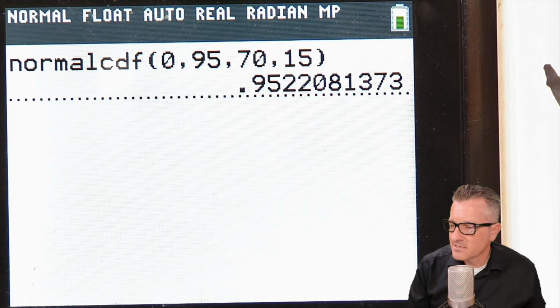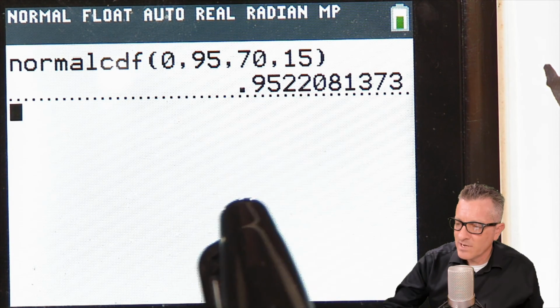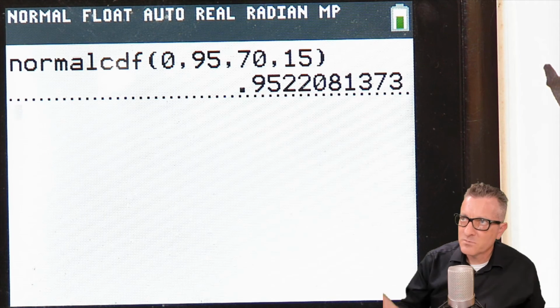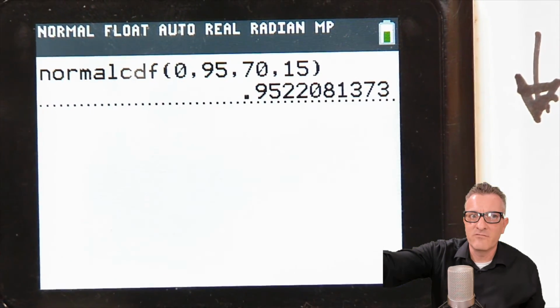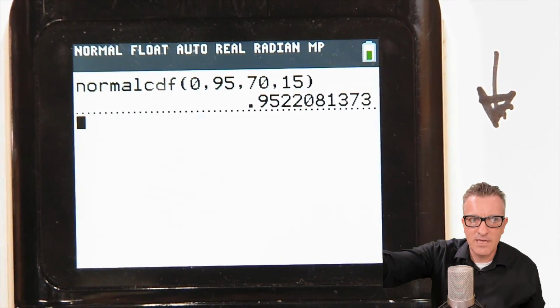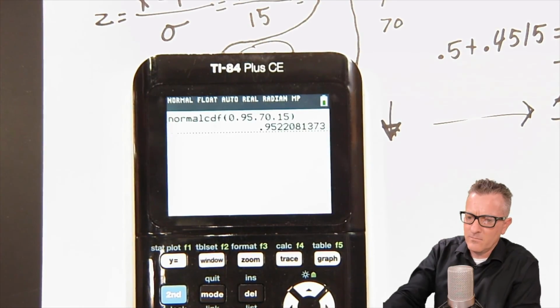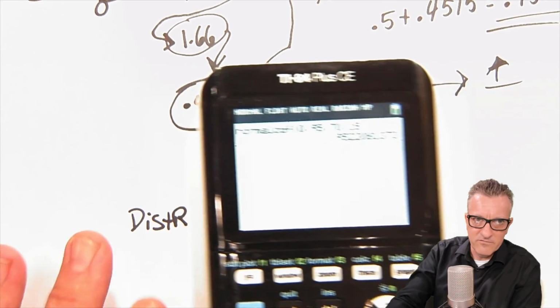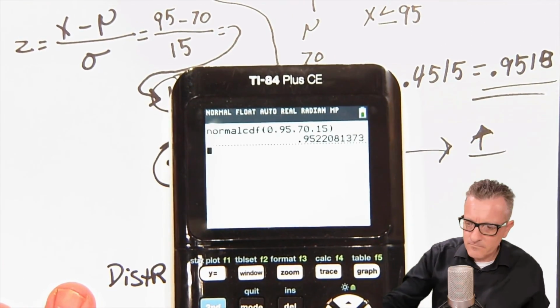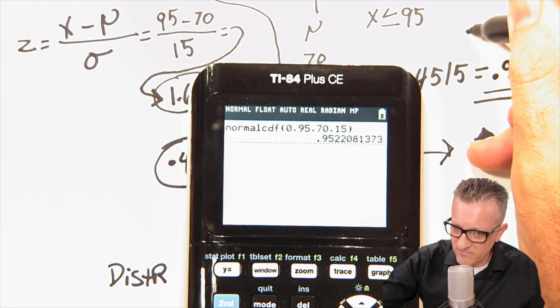Now, for this case, as I mentioned, sometimes the calculator is more accurate. Our answer was 0.9515, and this one, now I'm going to zoom back out, this one is 0.9522, and that's okay that it's a little different because we use a table, and the calculator most likely does more of a calculus type of area under the curve calculation for that value. So this was actually 0.9515.